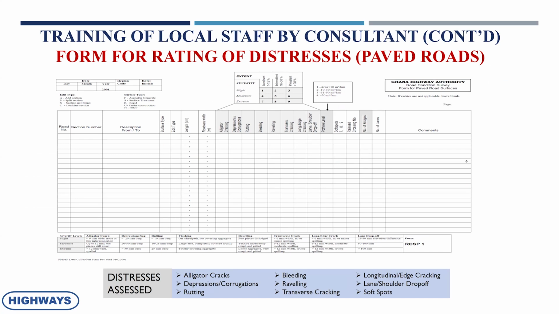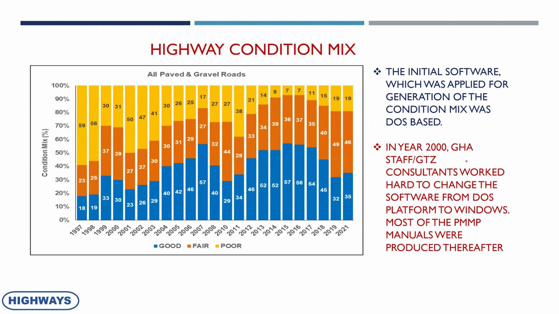Now, having collected all these data, the consultant applied it to produce a road condition survey. So the road was assessed at the network level. And then the network was assessed as good, fair, or poor. So from 1997, as you can see, all the network has been assessed. And then the various figures that you see there indicate the condition of the road at any time. But there were some years that the condition survey was not done.